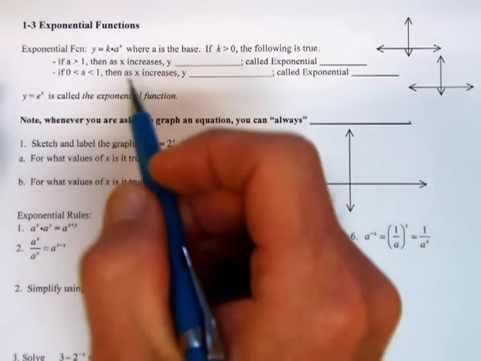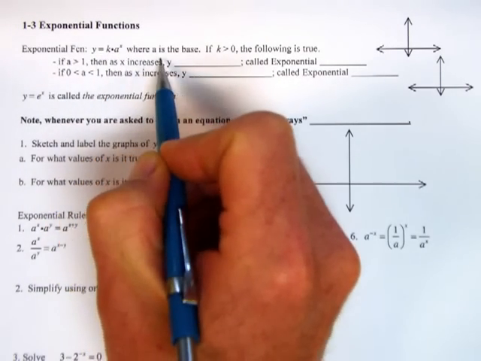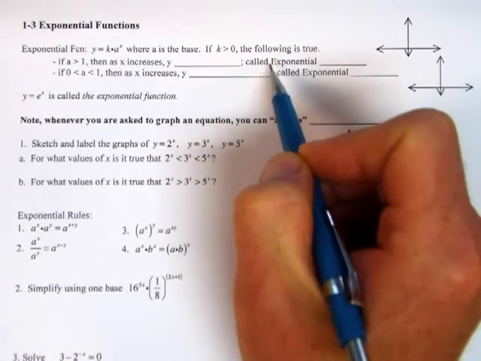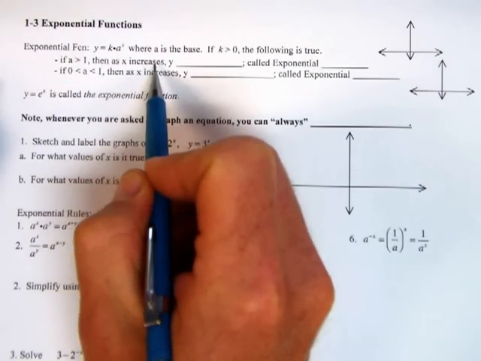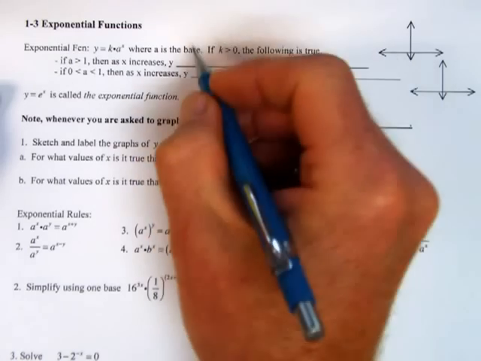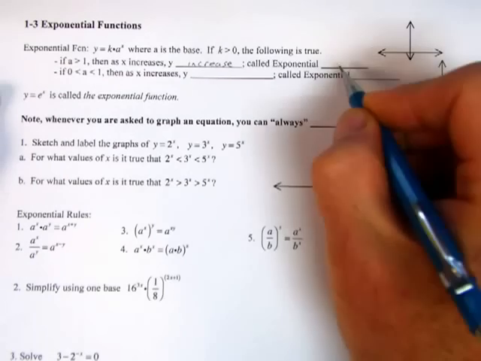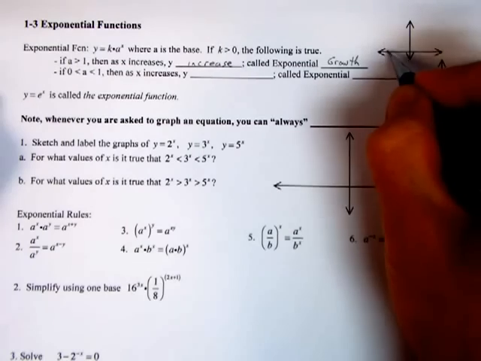Let's review exponential functions. An exponential function is something of the form y equals k times a to the x, where a is the base. If k is greater than 0, the following is true. If a is greater than 1, then as x increases, what's happening to y? It's going to increase as well. This is called exponential growth.